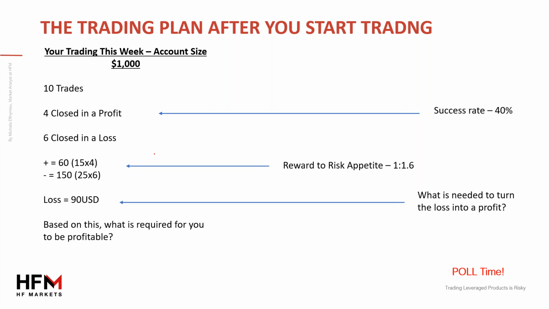So we're going to look at, ladies and gentlemen, the trading plan after you start trading the first week and after this strategy. Also, I've got a spelling mistake here. I do apologize, I just noticed that. So based on 6 trades in a loss, his loss is 150. Okay, so 25 times 6 because he has 6 trades in a loss. His profit is 60 because it's 4 trades times 15. So his loss at the end of the week is 90. Okay, he has an account of 1,000. So it's a loss, ladies and gentlemen, of 9%.